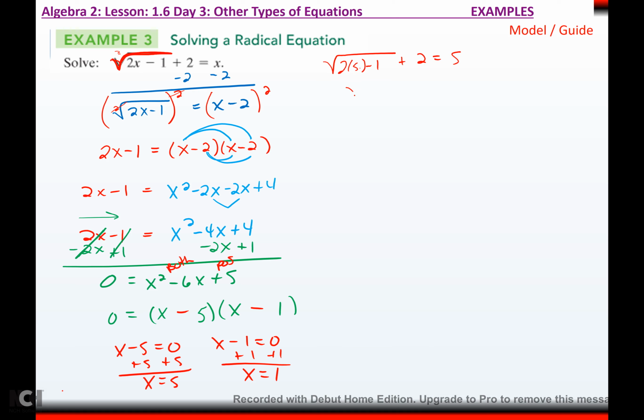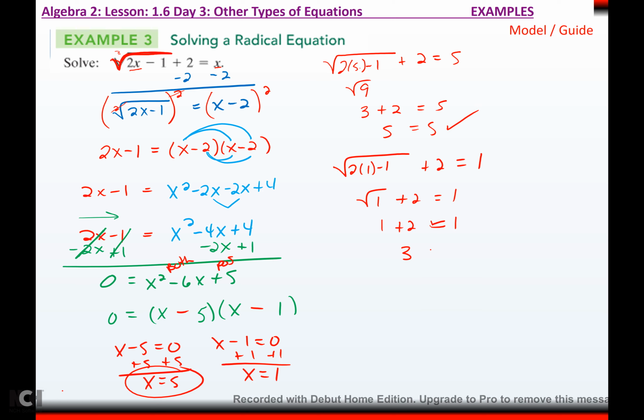That's 10 minus 1 is 9. The square root of 9 is 3. Plus 2 is 5, and 5 equals 5. So this one's good. I can keep it. If I plug in 1, the square root of 2 times 1 minus 1, plus 2, equals 1. I changed all my x's to 1s, and I'm seeing if it's true. This would be 2 minus 1 is 1. Square root of 1 is 1.